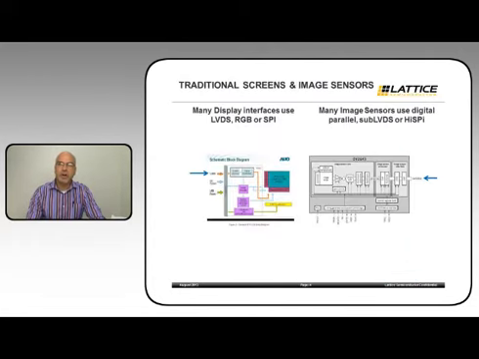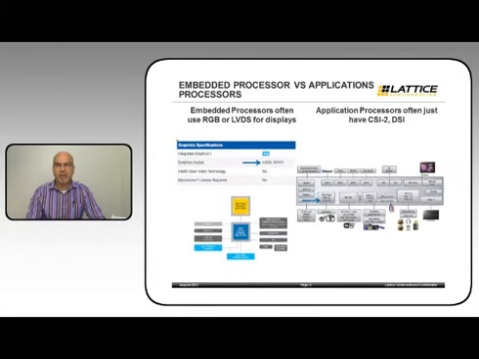Now, in the embedded market, a lot of times someone will have an image sensor or a screen that doesn't have CSI2 or DSI. And if they want to use an apps processor, we can help bridge it. So, for example, they might have a screen that has an LVDS interface and an image sensor that has just a parallel bus. The other potential is that someone wants to use an embedded processor and they want to drive a display. Well, that may only have LVDS or an RGB bus.